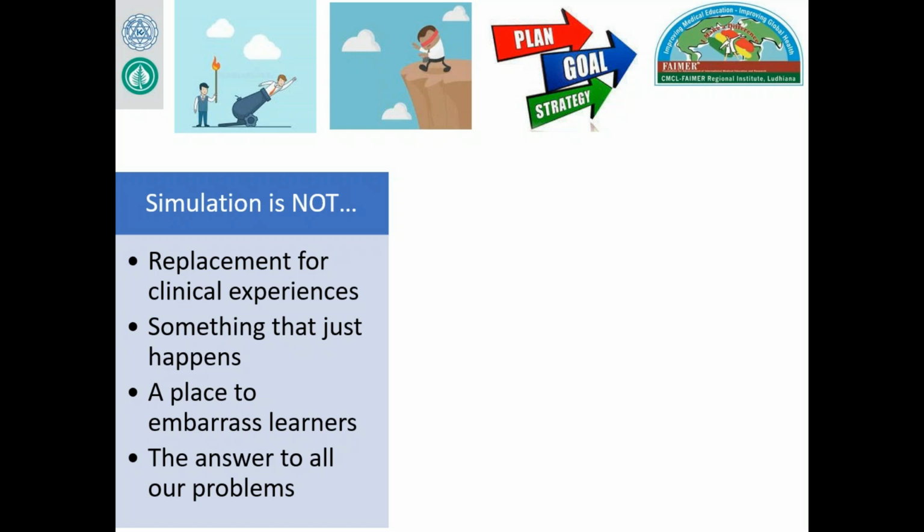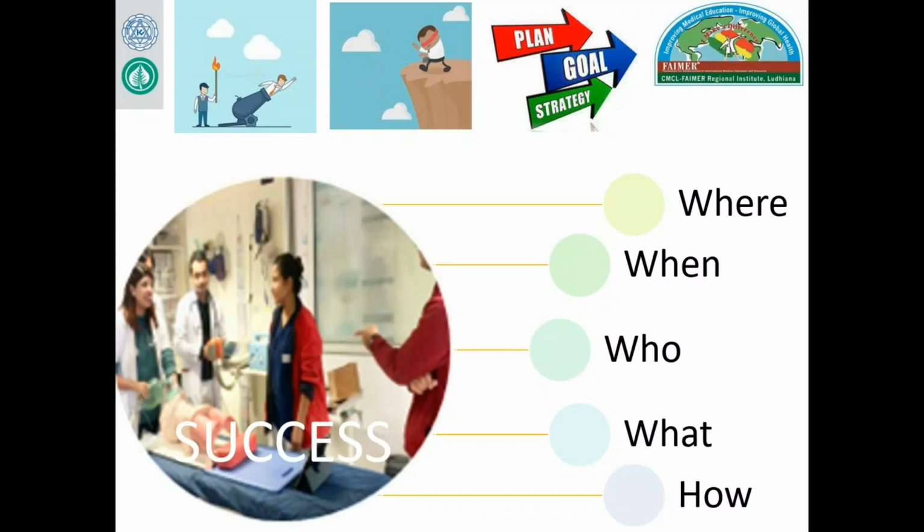The other thing is, we cannot have everything in one simulation. A simulation should run with an objective, and we should remember that many things cannot be covered in one simulation. These are the questions we answer ourselves before we run the simulation. Number one is where. Where do we want to run the simulation? In your resuscitation area, your OT, your labor room, or where is the place that you want to run the simulation?